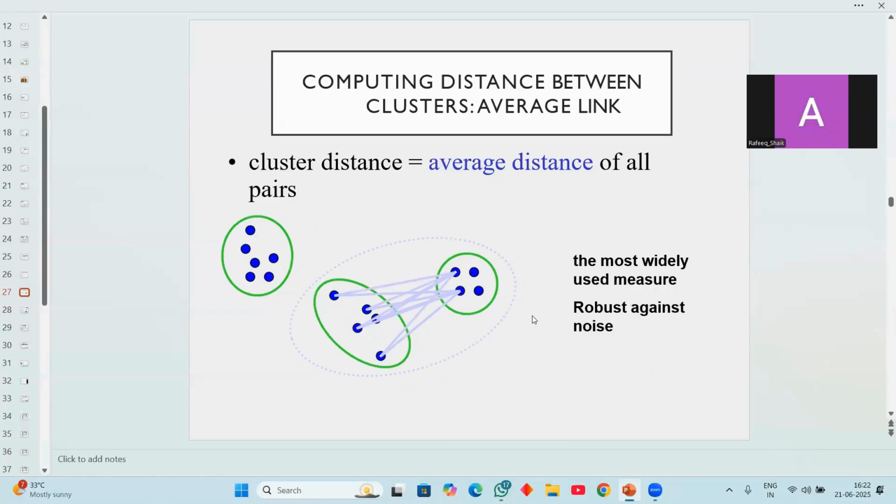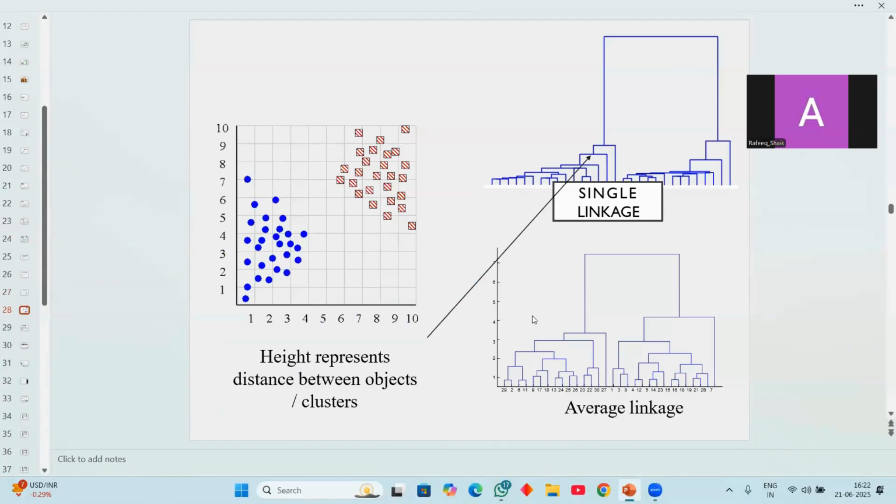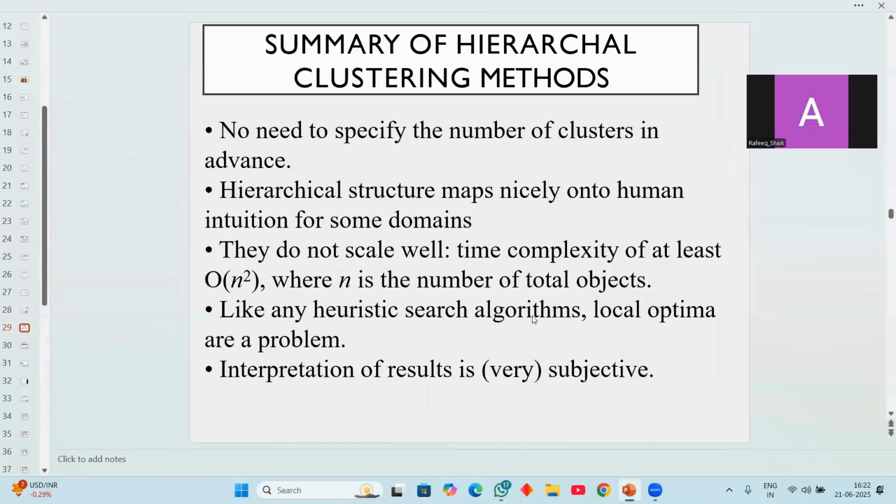And here we can see the average link, where the cluster distance equals the average distance of the pairs, the most widely used measure, robust against noise, right? So here we can see the distance representation between the objects and the clusters, like single link and average link. And here we see the summary of hierarchical clustering methods.